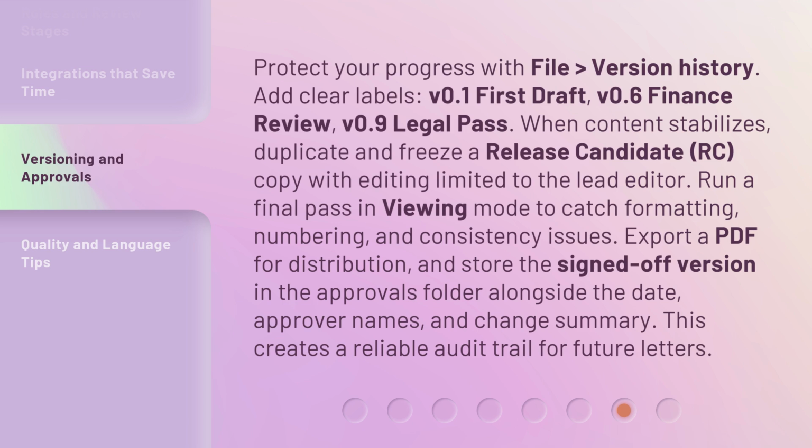editor. Run a final pass in viewing mode to catch formatting, numbering, and consistency issues. Export a PDF for distribution and store the signed-off version in the Approvals folder, alongside the date, approver names, and change summary. This creates a reliable audit trail for future letters.